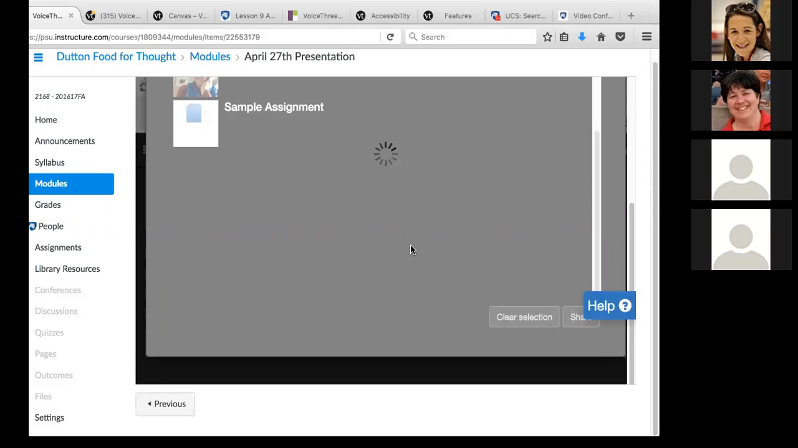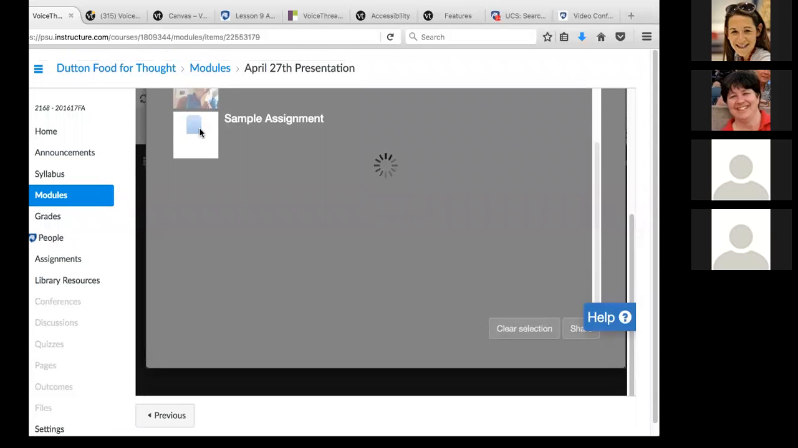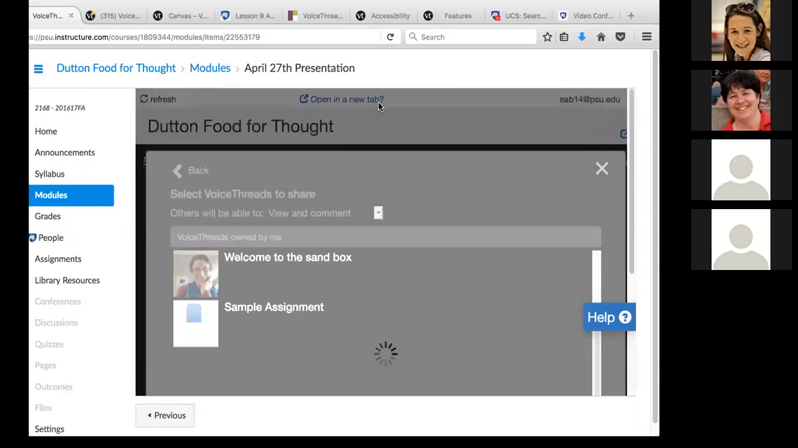There's different things that you can do. You can add it as a graded activity, which is something that I would like to cover, but I'll handle that in a different session. I wanted to show this to you, but it's not cooperating. Perhaps if I try it again.